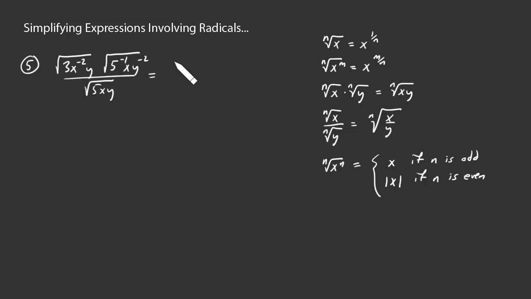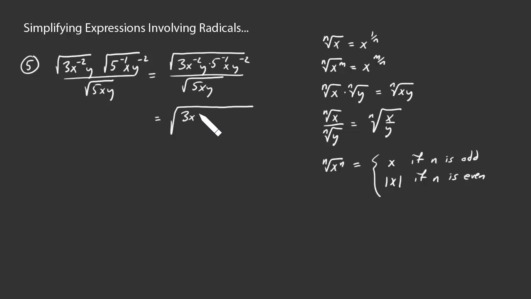We could combine the top together and say that's just the square root of 3x to the negative 2 times a y times a 5 to the negative 1 times an x times a y to the negative 2, all that sitting over the square root of 5xy. And then we have a quotient of square roots, which is the square root of a quotient. So that's the square root of all this mess. Okay, and truth be told, most times you would go directly from here to here. Okay, knowing that you could apply both those rules essentially simultaneously.